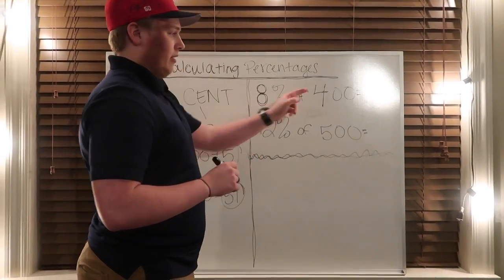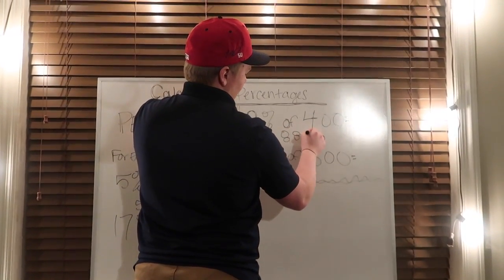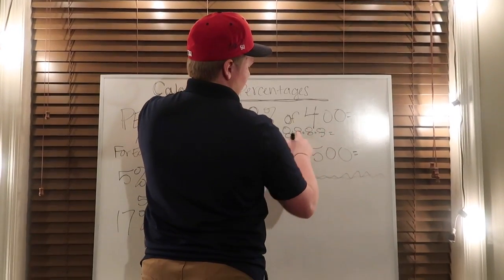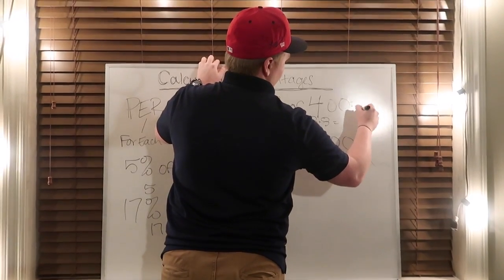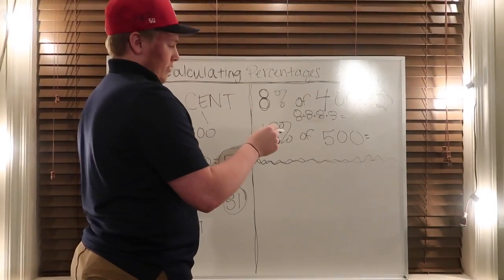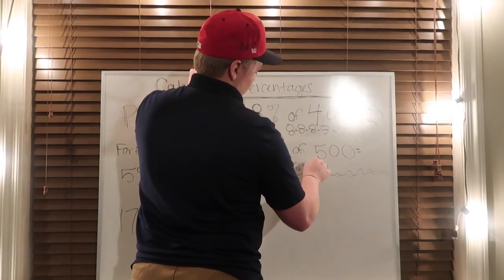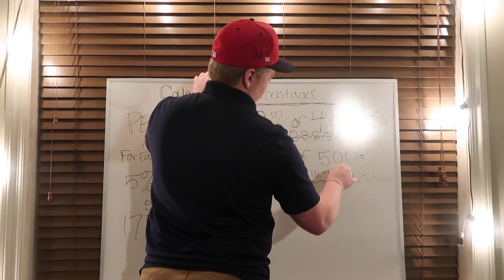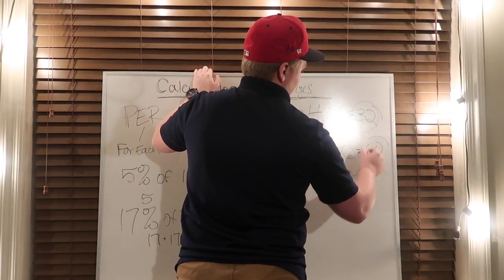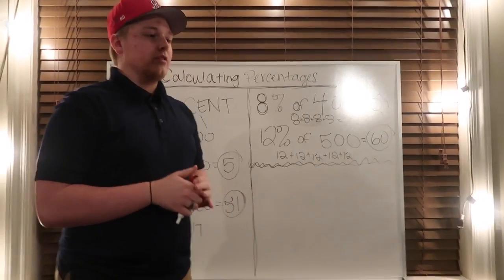So 8% of 400 is 8, 8, 8, and 8. And that equals 32. And then we have 12% of 500. So 12 plus 12 plus 12 plus 12 plus 12, that's 60.